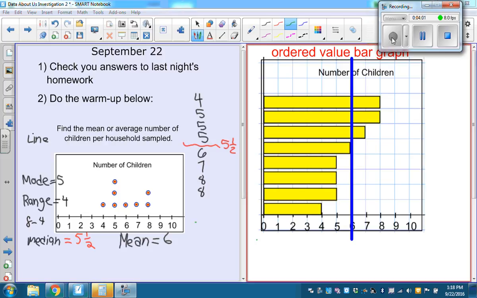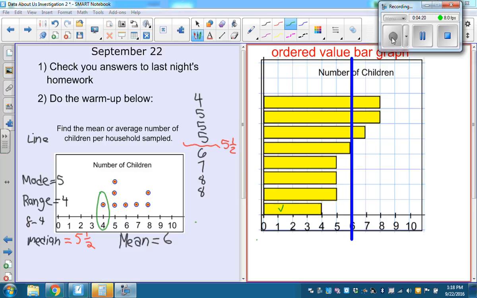So the question is how to get this to be this. So what you do is you look here, and it's number of children. And this right here tells you there's 4 children in one family that has 4 children. So over here, you draw this bar over the number 4. There's one family that has 4 children.